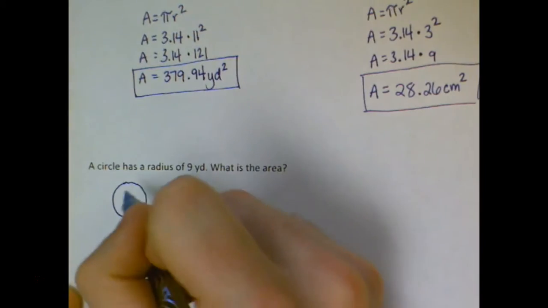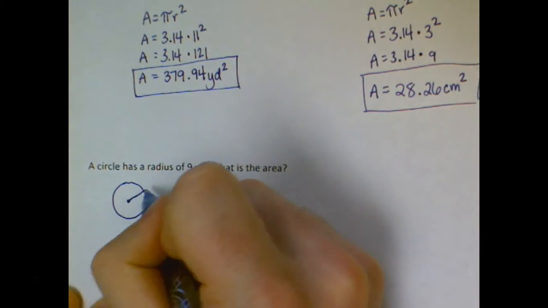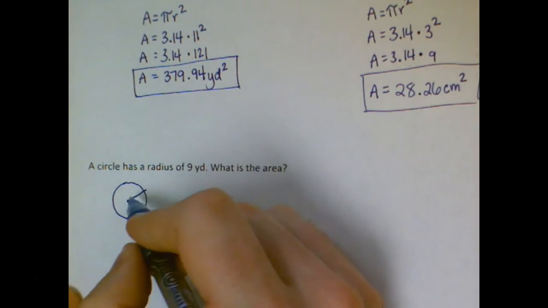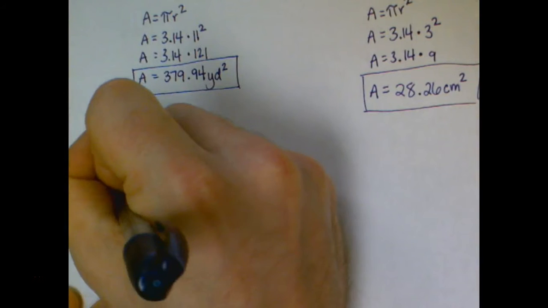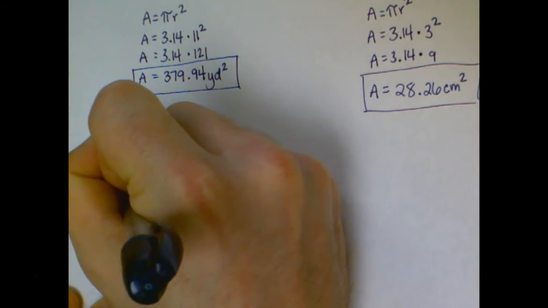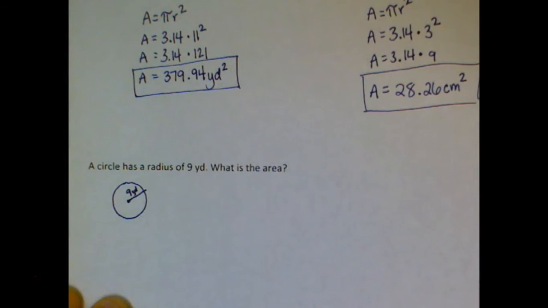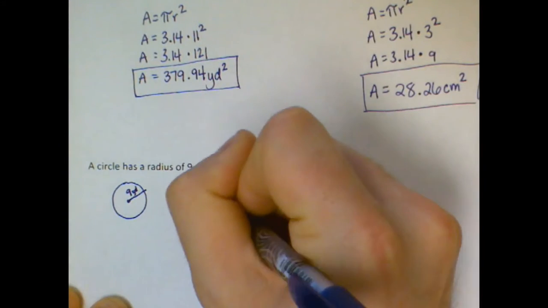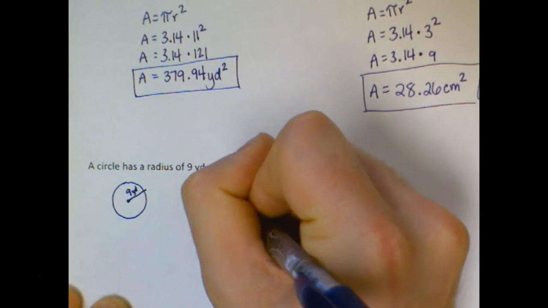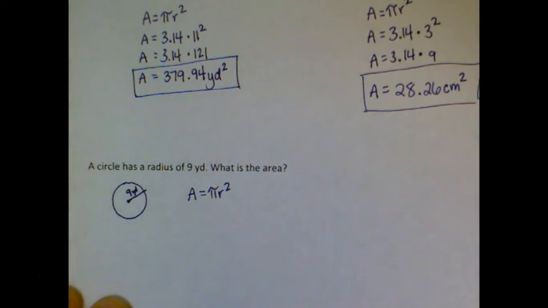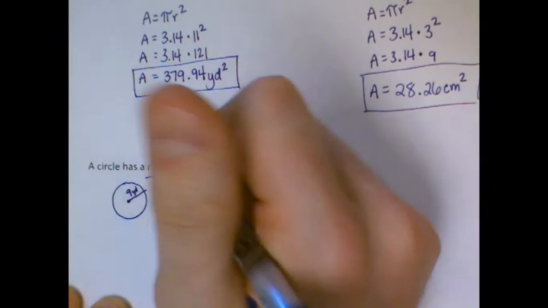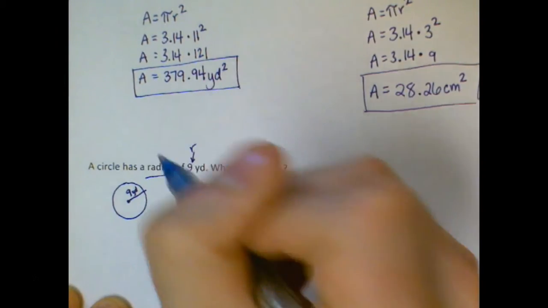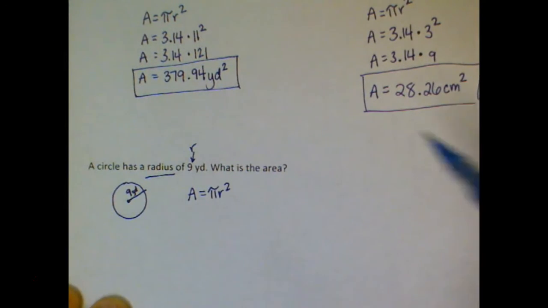Okay, there's your circle. There's the center of the circle. Draw the line out to the edge. I accidentally went a little bit past it. Oh well. 9 yards. If it helps you to visualize it, go ahead and do that. Radius of 9 yards. So we're just going to plug it in. Now you don't need to draw the picture because it tells us radius 9 yards, which means that 9 is the r, and we have all the information we need to solve right there.